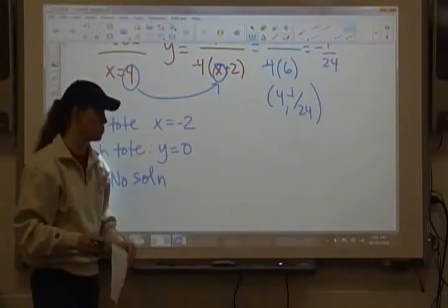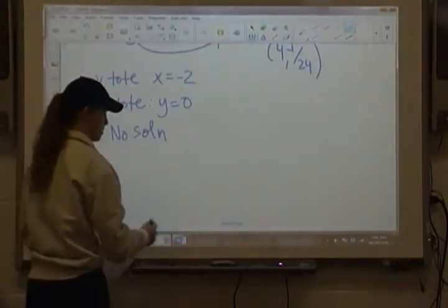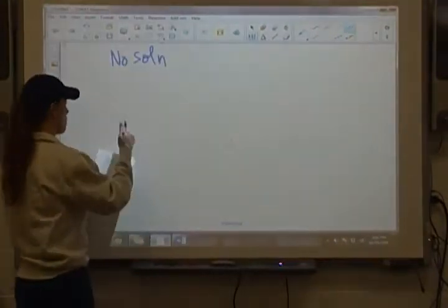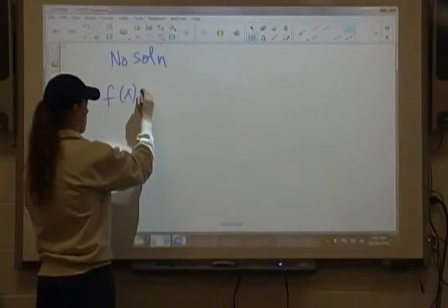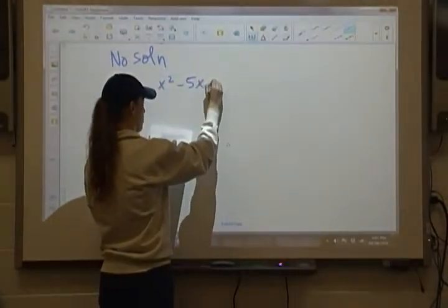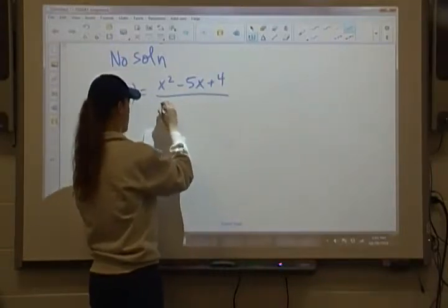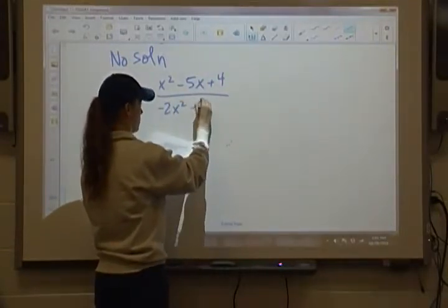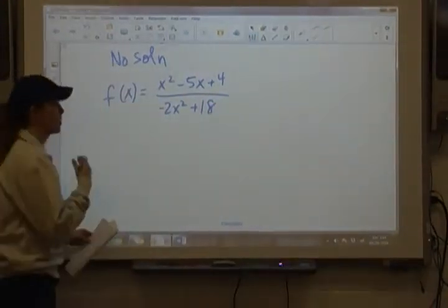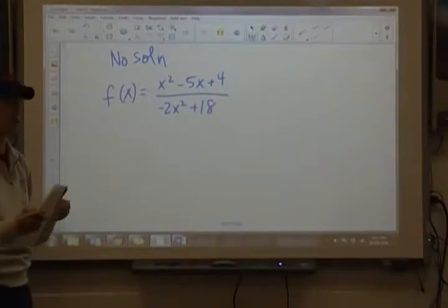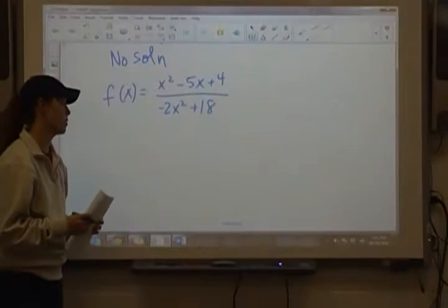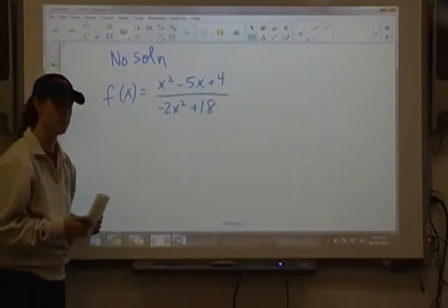All right. I'll leave you one to do on your own. So the one I want you to do on your own, here we've got f of x is equal to x squared minus 5x plus 4 over -2x squared plus 18. So we're going to solve this one. First off, see if anything cancels. Maybe something does, maybe something doesn't. Still find your vertical asymptote and your horizontal asymptote and your solutions if necessary.